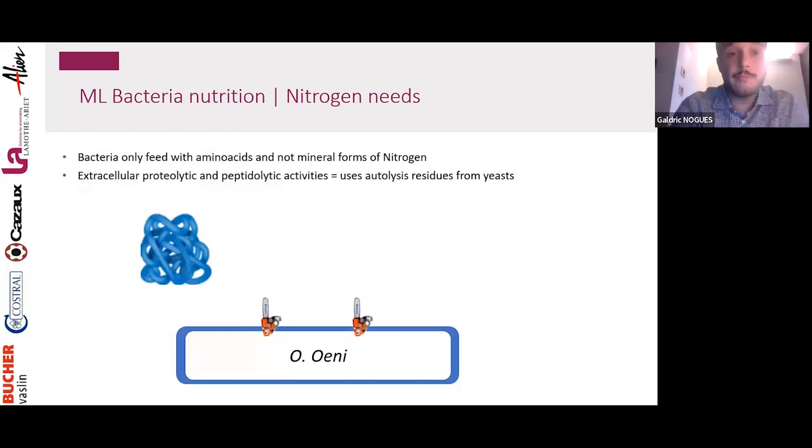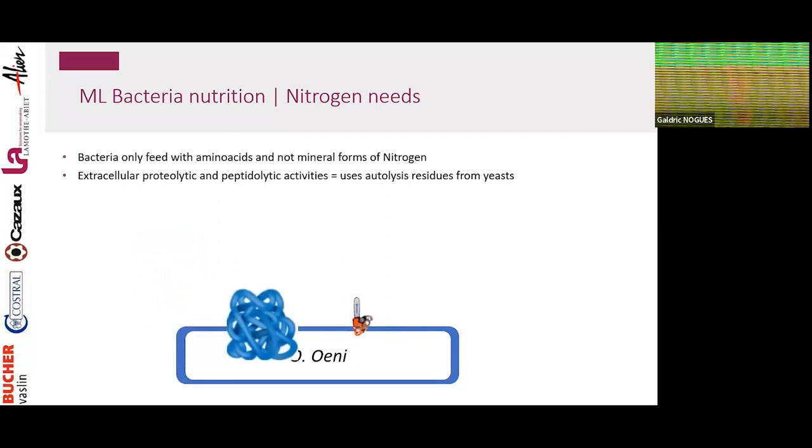But co-inoculation or not, the bacteria have needs for the malolactic fermentation. These needs are very well connected to the nutrition because the bacteria only feed with amino acids and they can't use mineral forms of nitrogen. They have specific proteolytic and peptidolytic activities, which are enzymes from the membrane. Basically, they use autolysis residues from the yeast, and with these enzymes, which are the chainsaw on the PowerPoint, they will hydrolyze the proteins that are in the must. So the proteins into amino acids, and then these amino acids will be transformed into peptides through the peptidolytic activities, and then there will be amines. And then the bacteria is going to eat it and use it for its consumption.